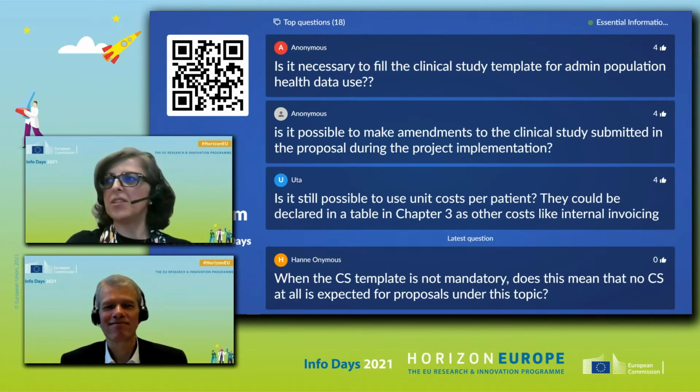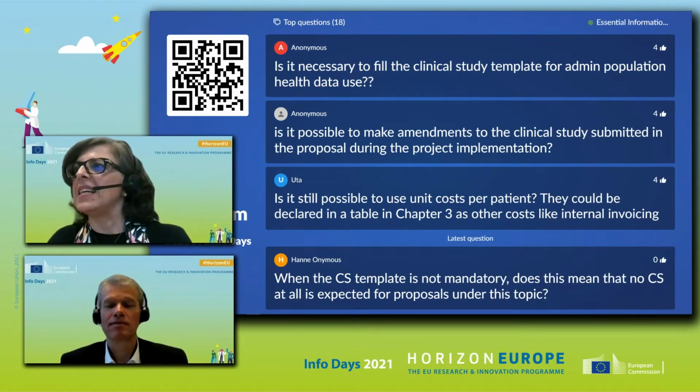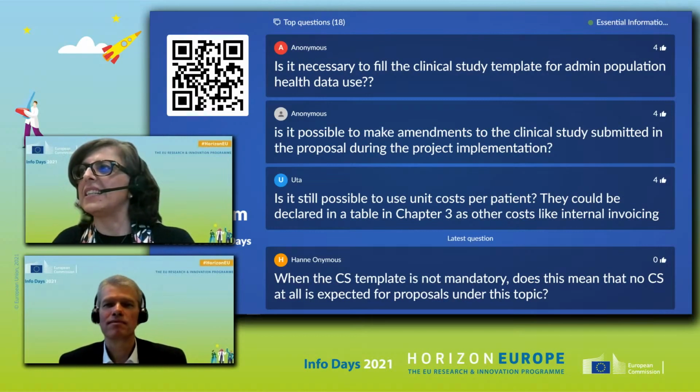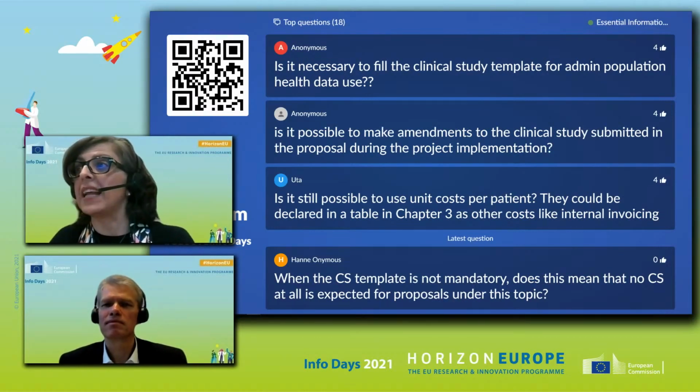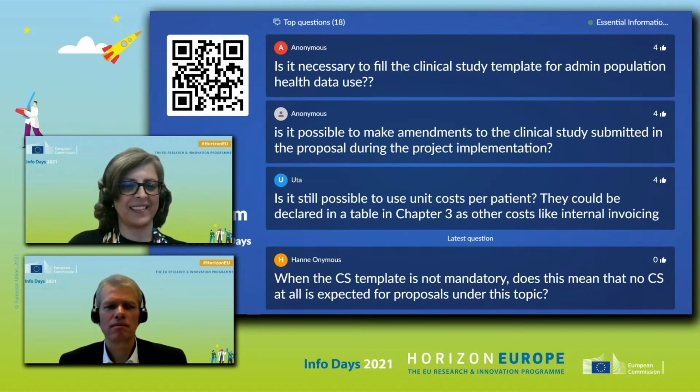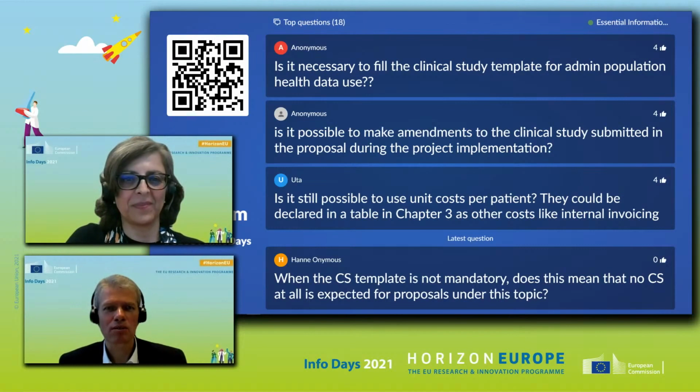A next question that is coming up: is it necessary to fill the clinical study template for administering, I think, population health data use? Unfortunately, I'm not sure that I can fully capture what is being asked here. So maybe we can go to the next one, and then we try to figure out and give an answer in writing. Okay, sorry. So let's take the other one.